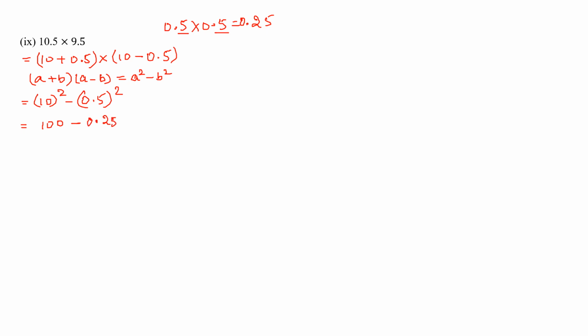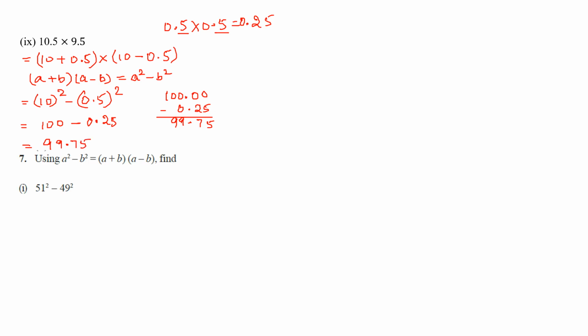Now subtract 100 with 0.25. First convert in like decimal. So 100.00 minus 0.25. So if you subtract it, you are going to get 99.75. So the product of 10.5 into 9.5 is 99.75.